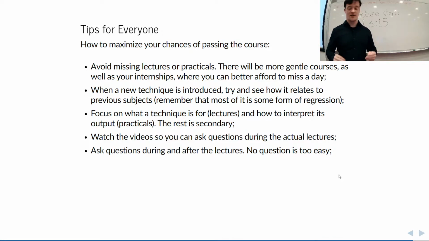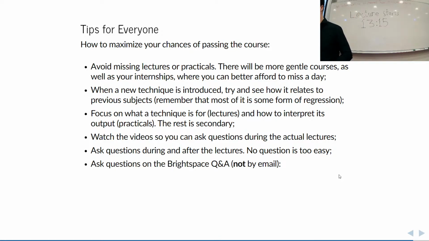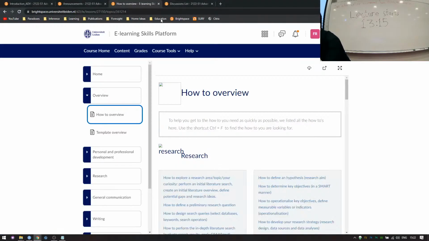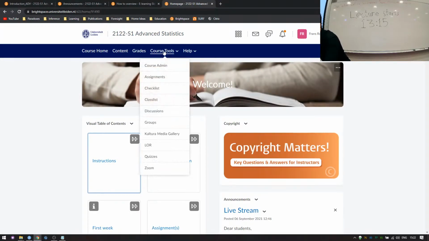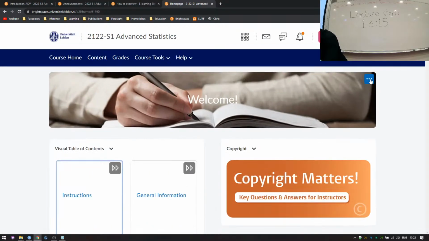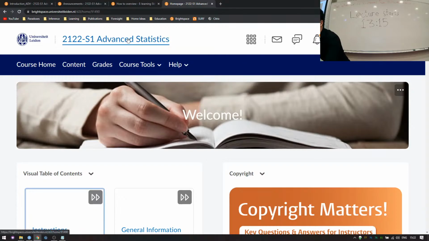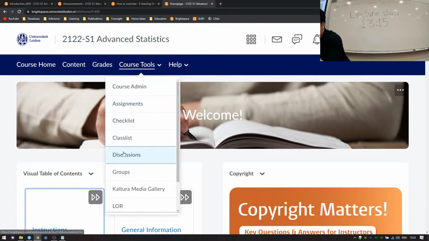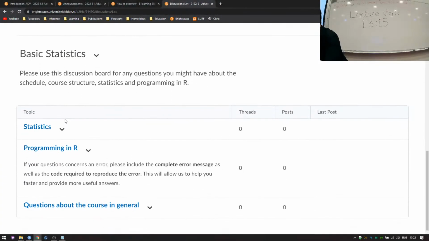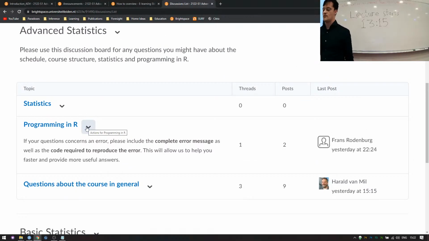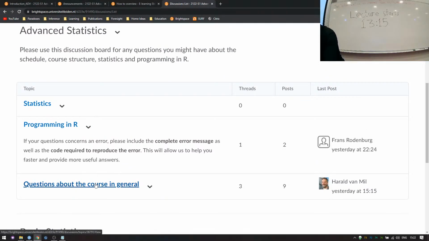So ask questions. The other thing is where to ask questions. We really prefer that you use the Brightspace Q&A. I will quickly show it. On Brightspace, if you go to Advanced Statistics, there's Course Tools. I hope this is visible; let me make it a little bit bigger. If you are at the Advanced Statistics page, go to Course Tools, and then go to Discussions. I've already set up one for Advanced Statistics and one for Basic Statistics, but for this week we all do the same stuff, so it doesn't matter where you post it. You can just post in Advanced Statistics. I try to answer whenever I can. When I don't, it's either because I don't know the answer or because Harold has to answer it.